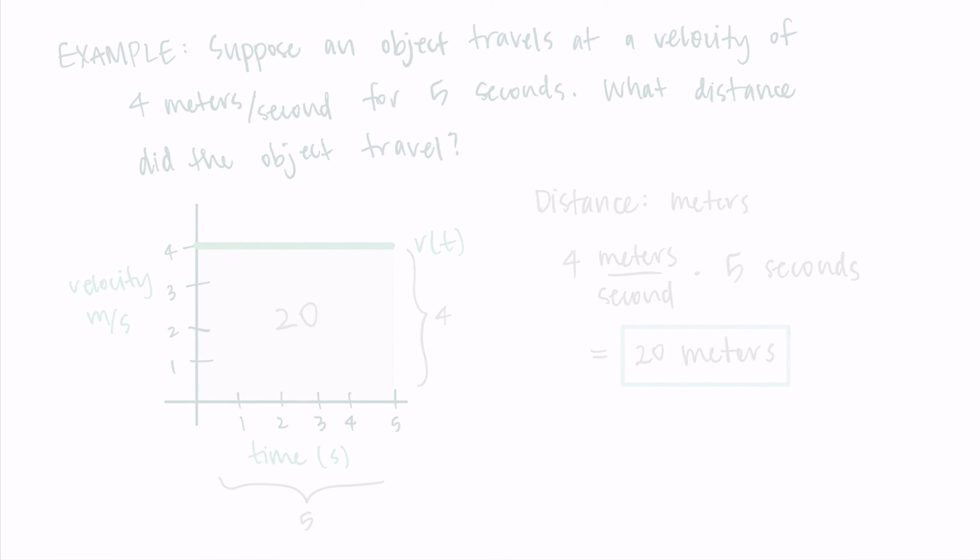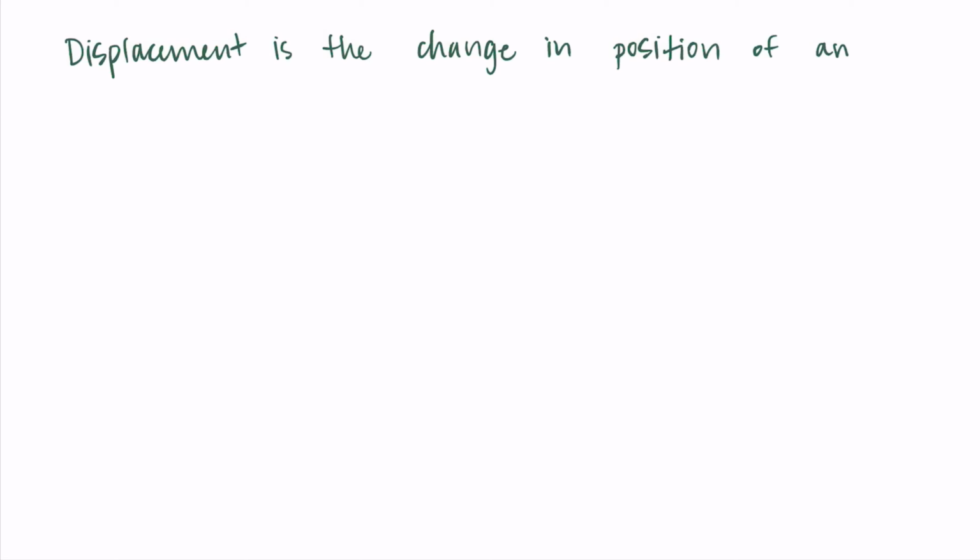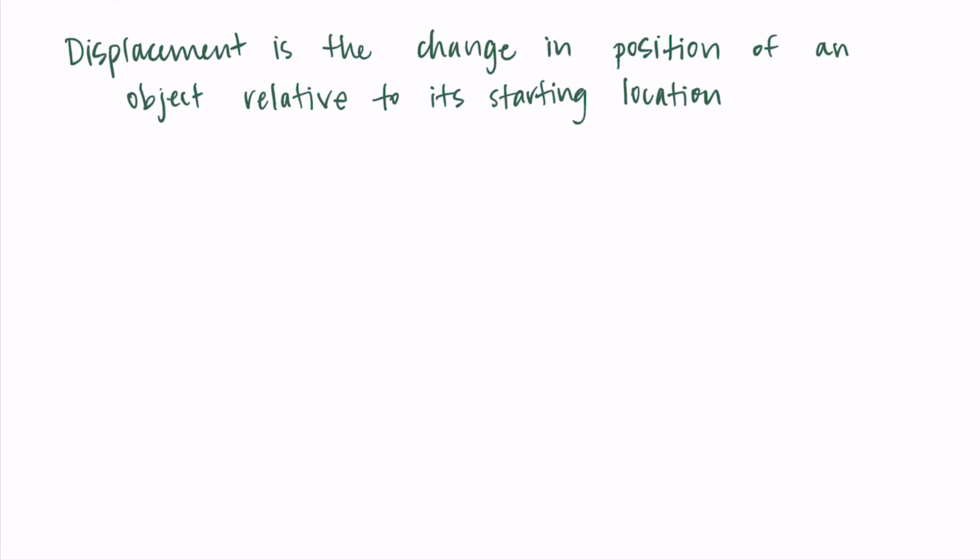So what we're doing is thinking of this calculation of the distance traveled as the area under the velocity curve. Okay, so let's go over a couple more vocabulary words that we're going to need when specifically talking about velocity. First off, displacement is the word we use to describe the change in position of an object relative to its starting location. So how far in relation to where it started did the object travel? Then distance is the total amount traveled.